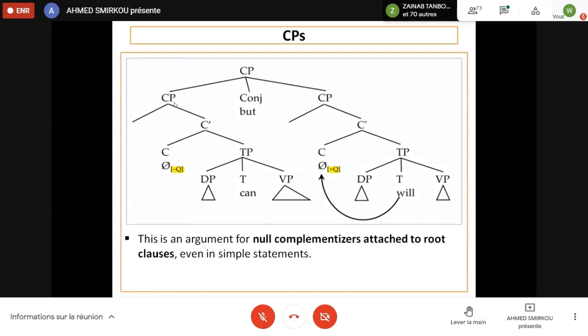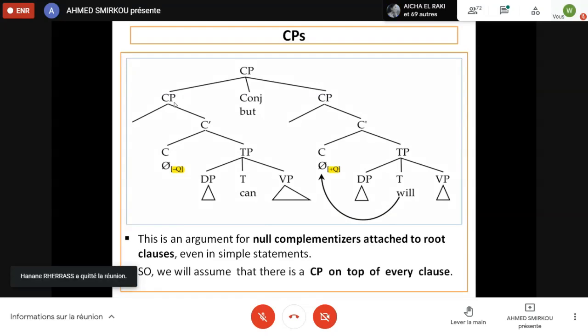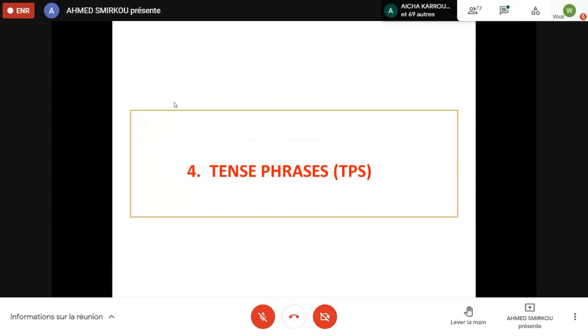So this is an argument for null complementizers attached to root clauses, even in simple statements like I will go tomorrow, I will travel tomorrow, I will publish a book, etc. So all statements have complementizers. How do we know? Because this is the argument. We can conjoin a simple statement with a question that has a complementizer. So we will assume that there is a CP on top of every clause. Every clause has a CP.